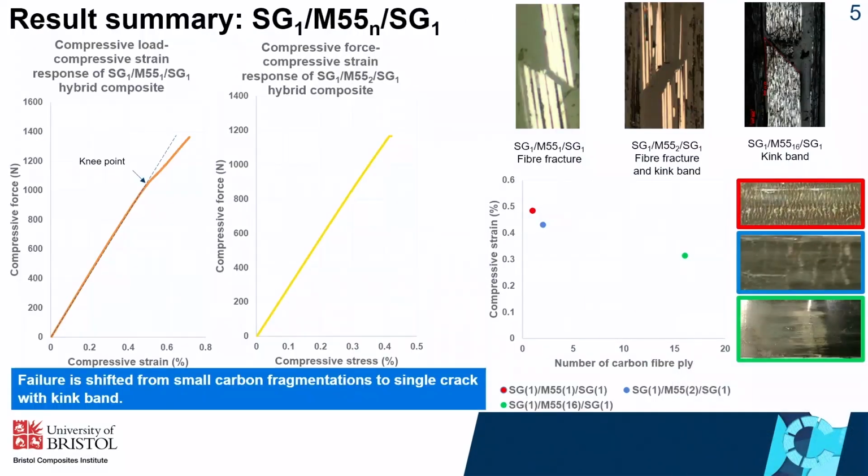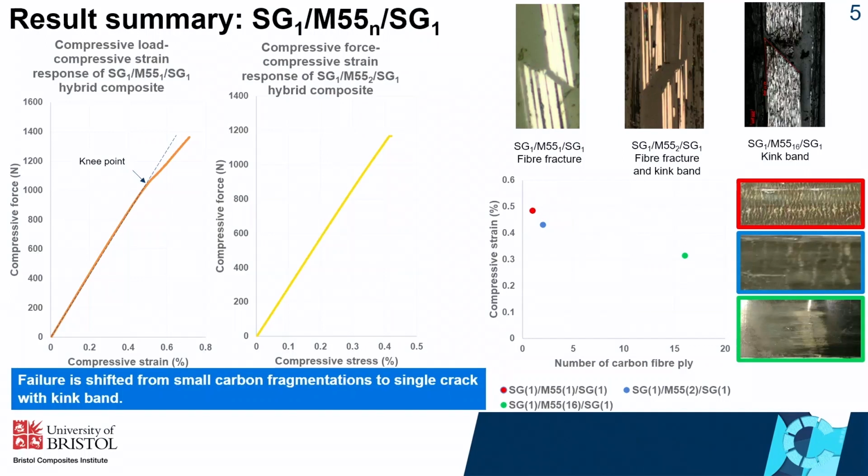And this is the result that I got from M55 hybrid composite. On the left-hand side photo, this is the response from the single ply case of composite. You can see that it produced a nonlinear response, including a knee point that I used the arrow to point out. When I increase the number of carbon fiber applied to the double ply case and 16 ply case, you can see that the response is still nonlinear, but without the knee point.